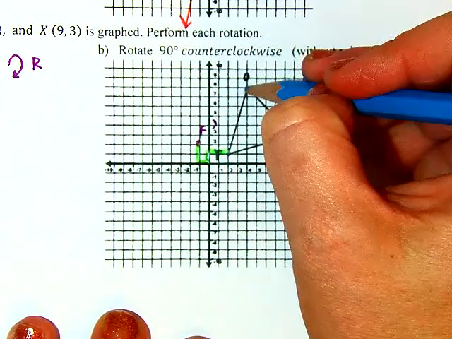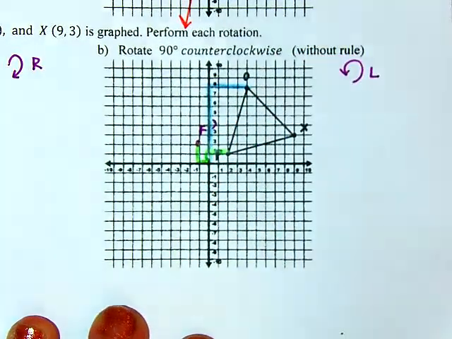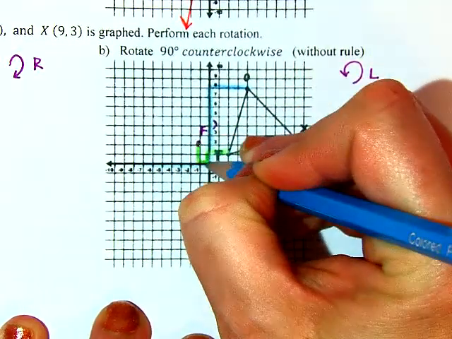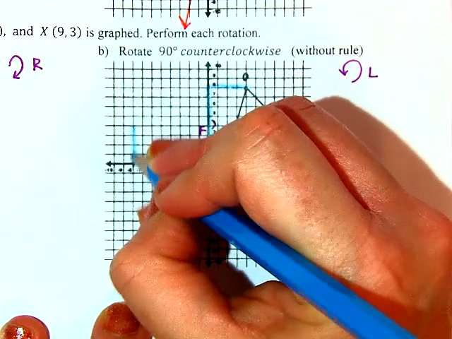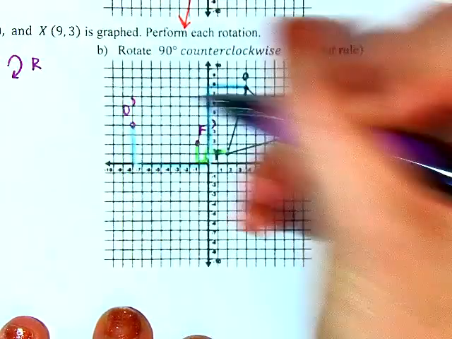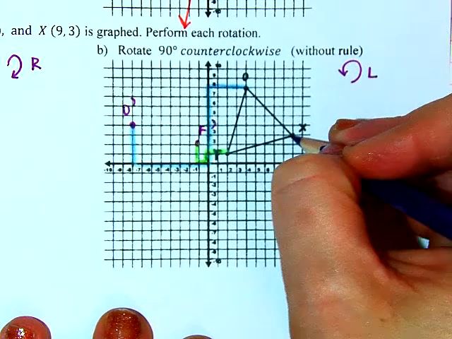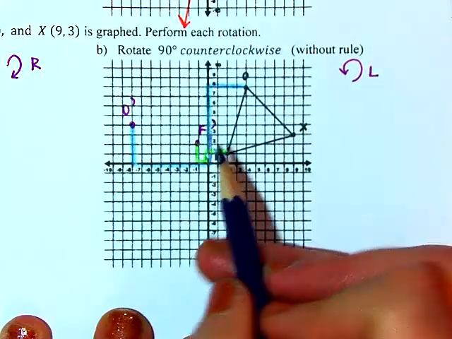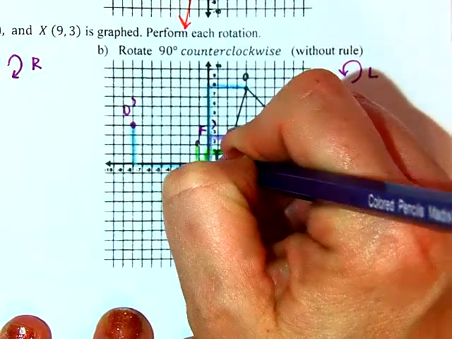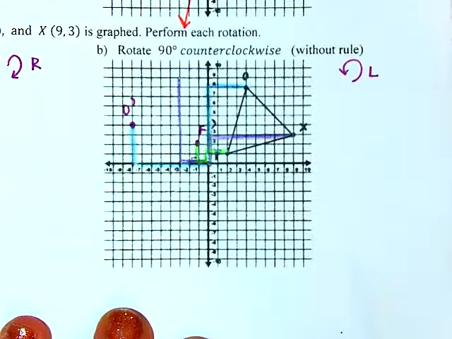Okay, let's do O next. For O, we are going up 8 and right 4. I'm picturing that little arm swinging to the left, so I'm going left 8 and up 4, right there. Here's my new O, O prime. And then lastly, I need the X. For X, I'm going up 3 and right 9. So I need to go left 3 and up 9. So right there.